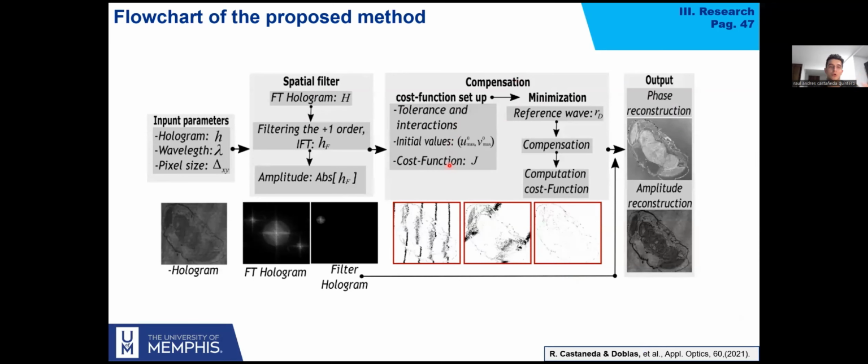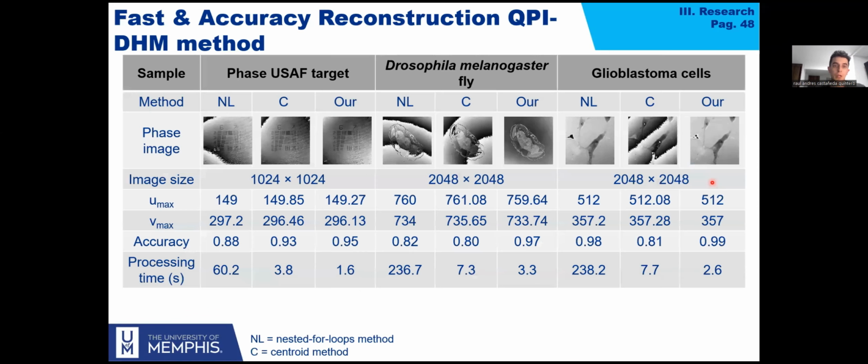It's necessary, of course, to define the cost function and start the initial values of U max and V max. Start the minimization process, and the algorithm runs until it obtains the minimum value of the cost function. When the minimum value of the cost function is obtained, we catch the values of U max and V max, create the reference wave, and obtain the reconstruction of the phase free of aberration, of course.